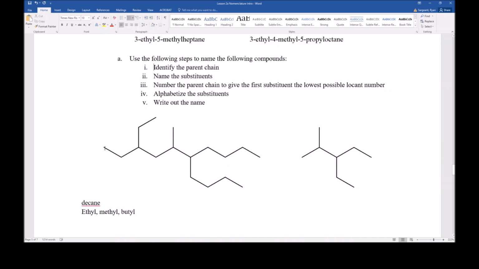So if I start from this end right here, 1, 2, 3, then the first bump in the road I encounter is at the 3 position. If I number it from this position, 1, 2, 3, 4, 5, then the first encounter I have is at 5, so this end is a higher priority end. I'm going to give this the number 1 position. And notice that I didn't really care what it is that I ran into. The only time I have to worry about which substituent I actually ran into is when I run into substituents at the same position coming from either end.